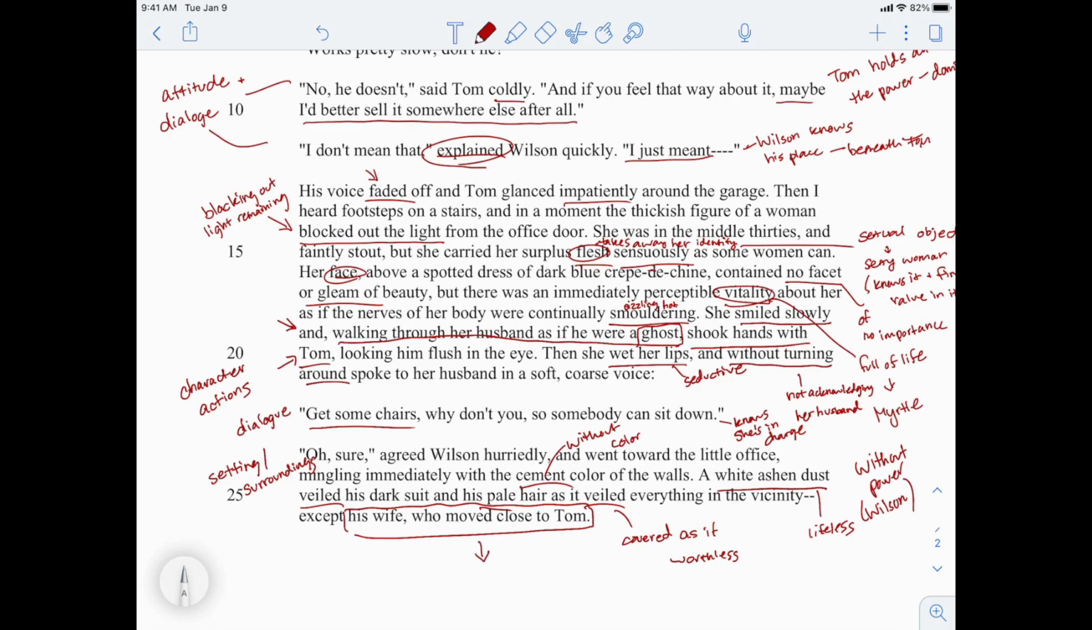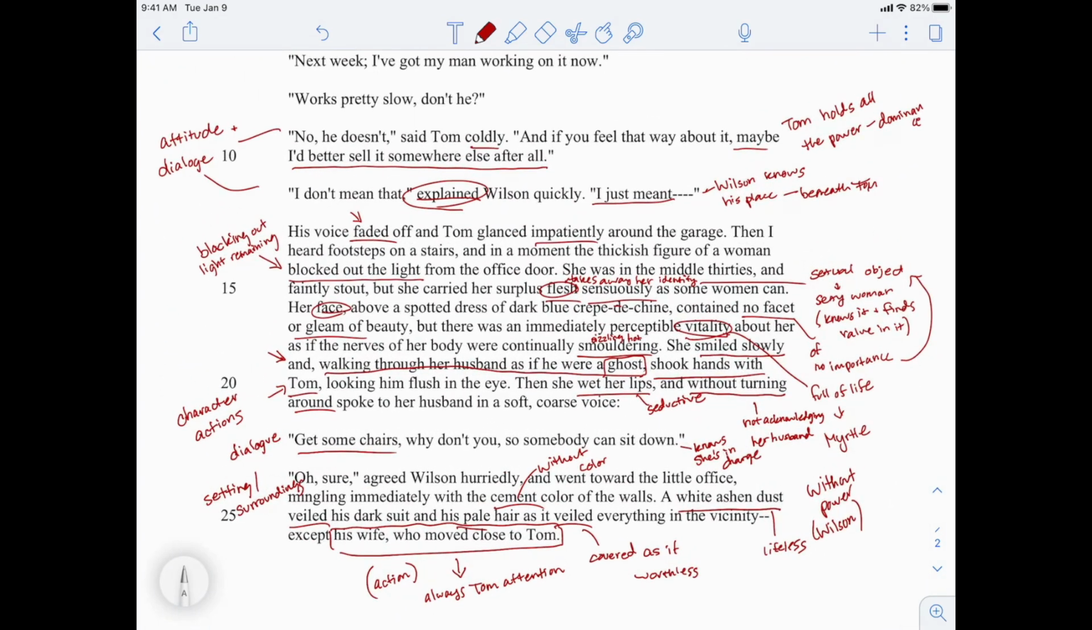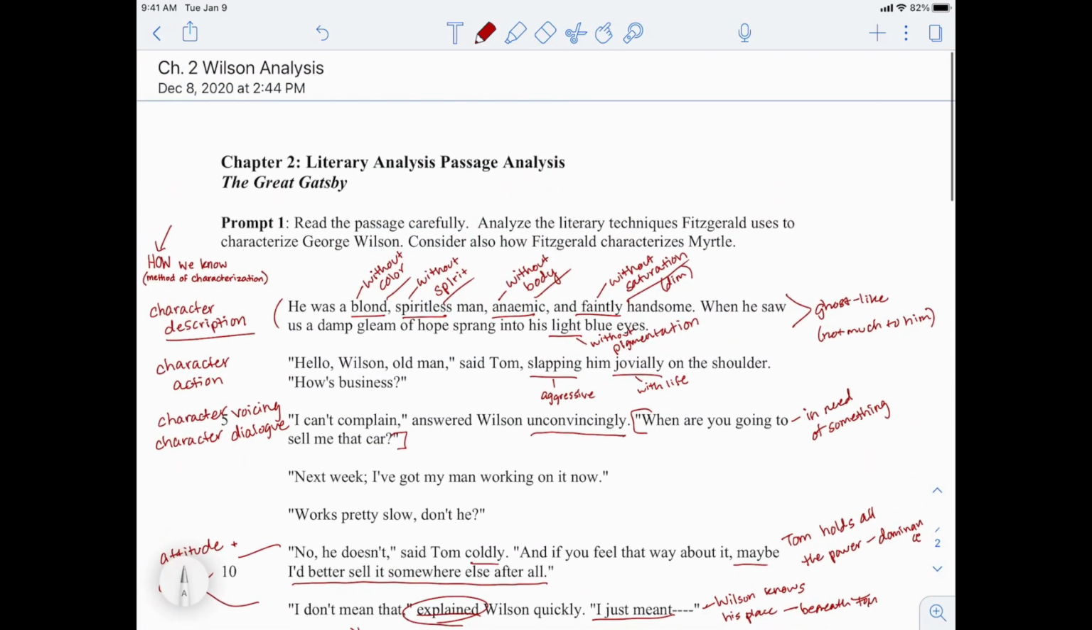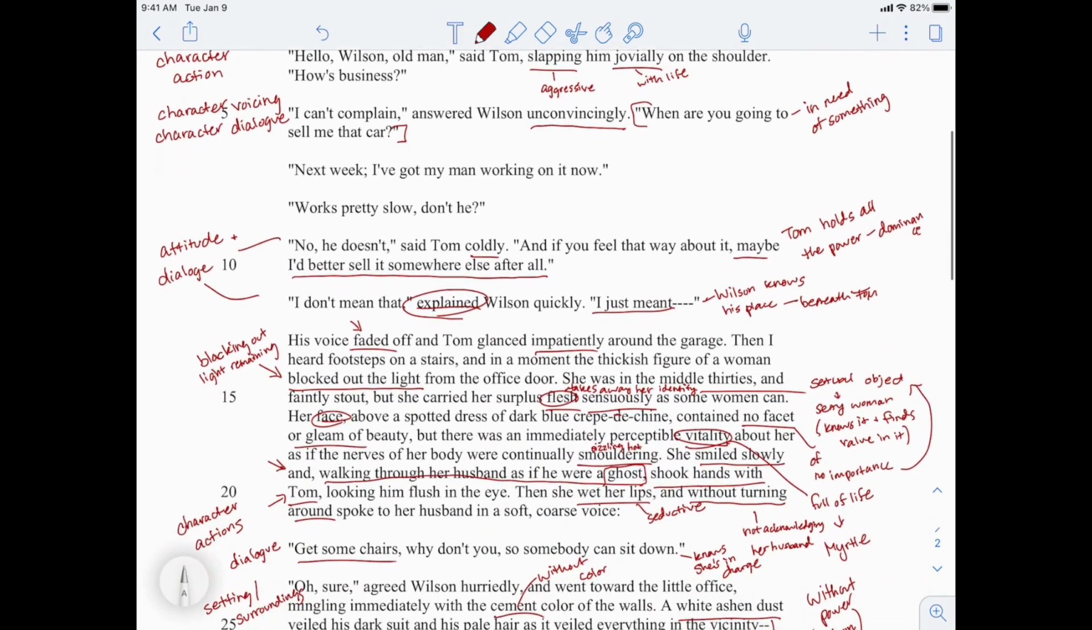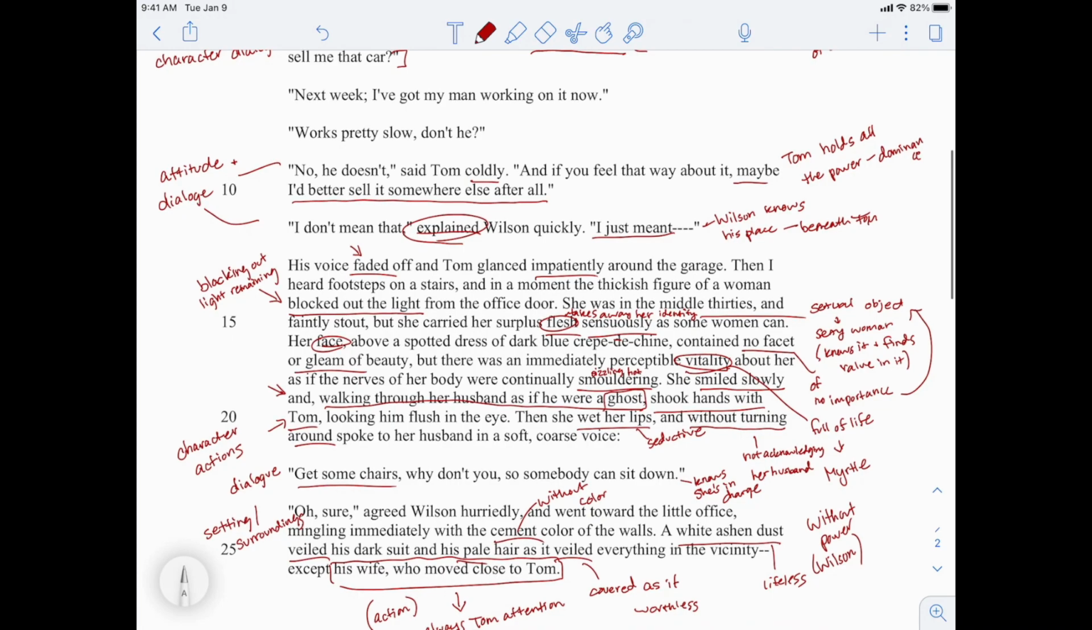That again is a character action. She is always giving Tom attention. And we know why, because she is his mistress, right? And again, that's a character action. Okay, so hopefully this helps you think about how you should be reading this text. I know that this is a lot. I don't expect you to analyze and annotate every single word like this, but these are the things that you should be looking for, right?